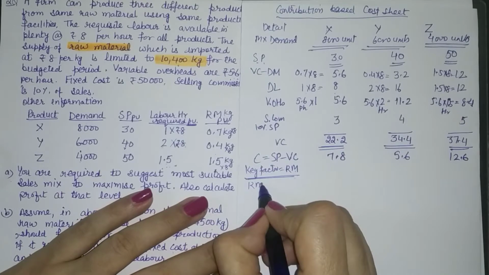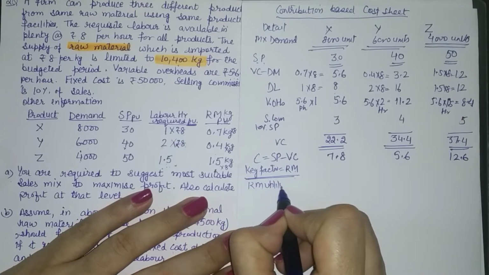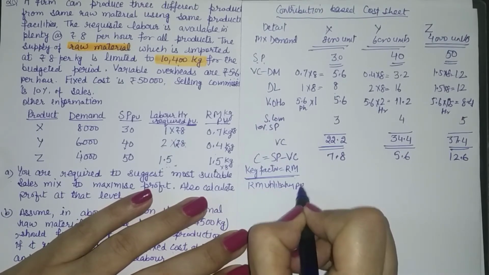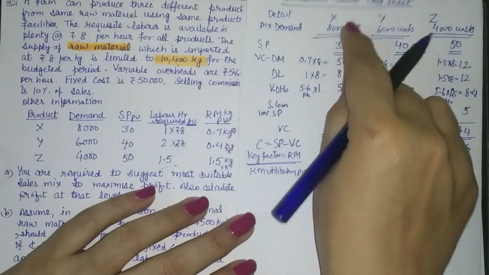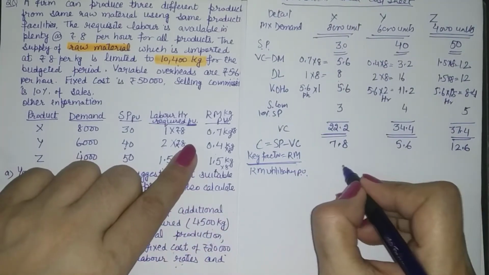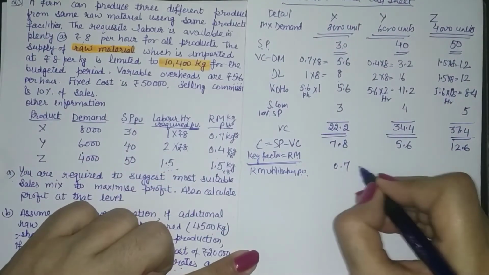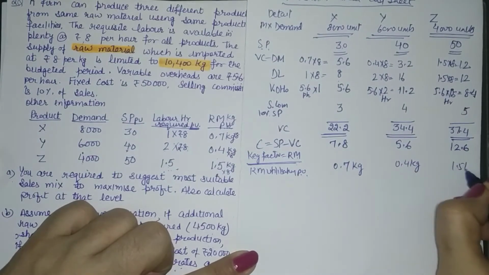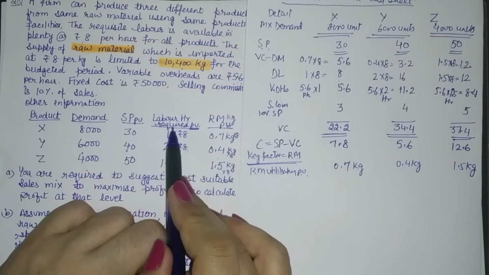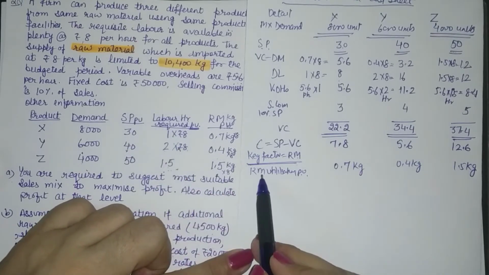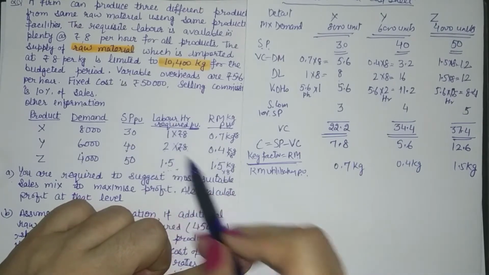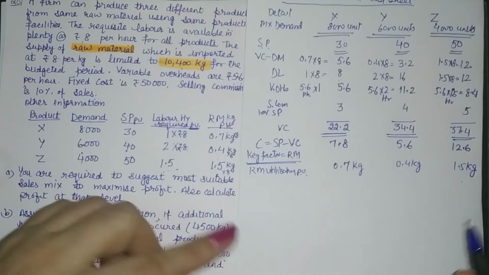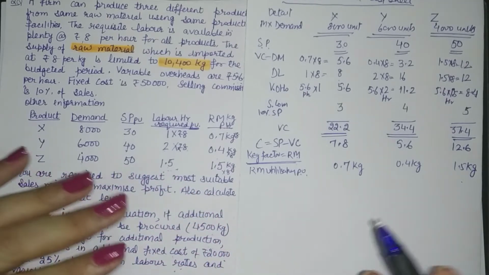So let us first write raw material utilization per unit. How much raw material is used to produce 1 unit of X? We are given this information basically. 0.7 kilogram, 0.4 kilogram and 1.5 kilogram. Had we been having labor as the key factor, then we will be writing labor hour utilization 1, 2 and 1.5. So we have to write the utilization of key factor.